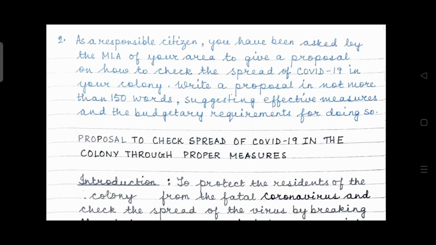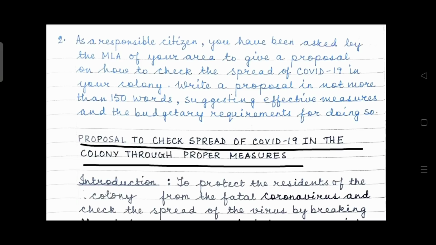Proposal to check spread of COVID-19 in the colony through proper measures. This is the title, the heading, and then underline the heading neatly with your ruler and pencil. Proposal to check spread of COVID-19 in the colony through proper measures.